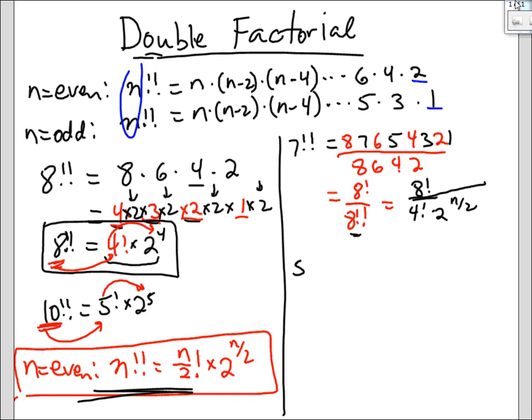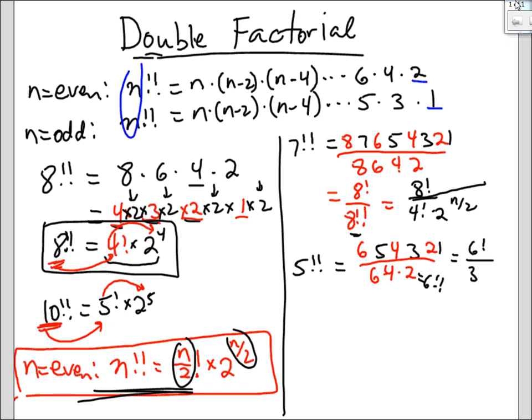If we look at 5 double factorial, well, that's 5 times 3 times 1. Well, I'll put in 6 and 4 and 2, and then I'll divide by 6 times 4 times 2. Well, the top is now 6 factorial, but the bottom is 6 double factorial. The 6 is even, so I just take half of it. Get 3 factorial, 2 to the 3. So now the thing is, if n is odd, do we see a pattern?